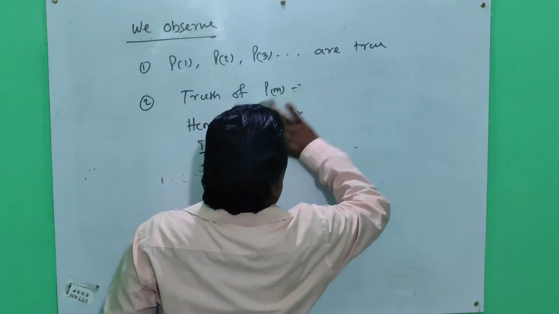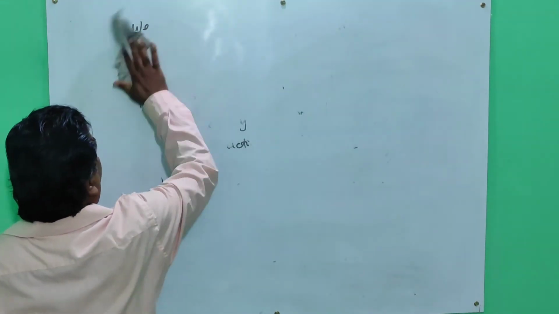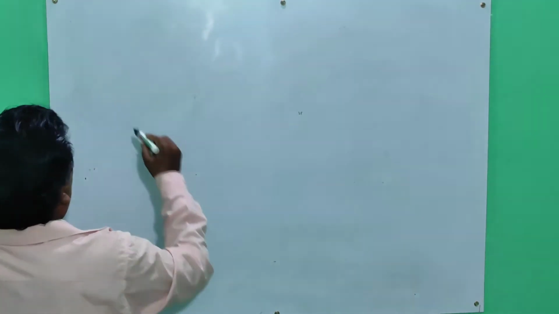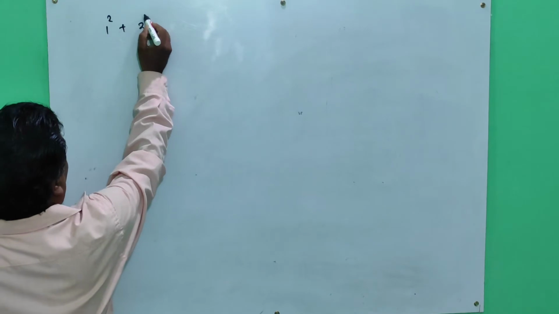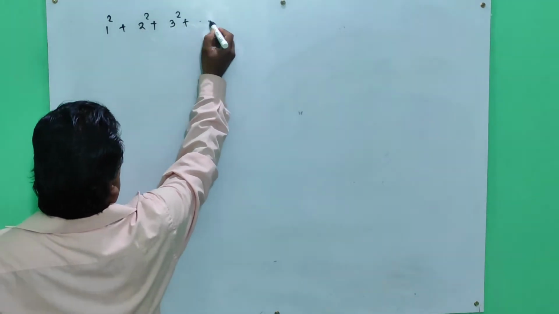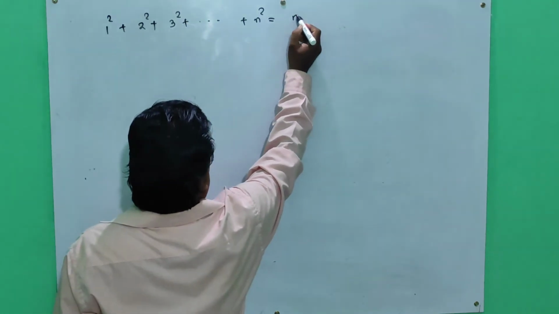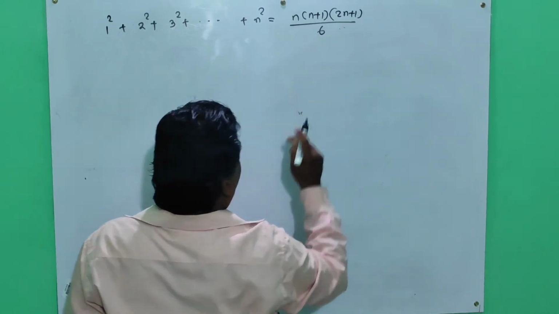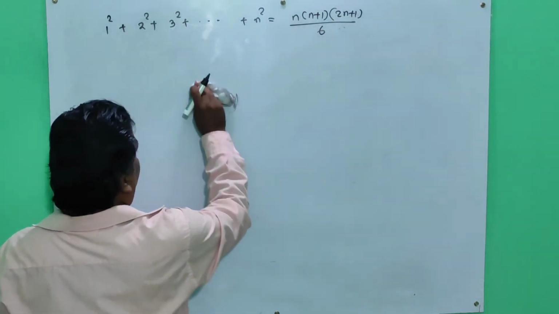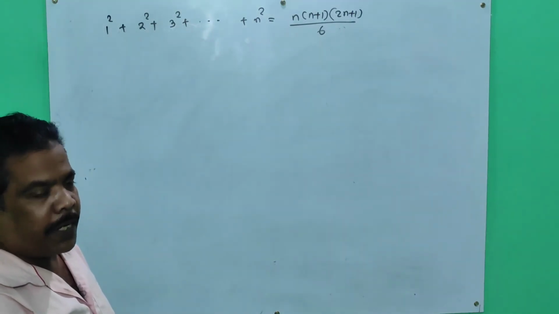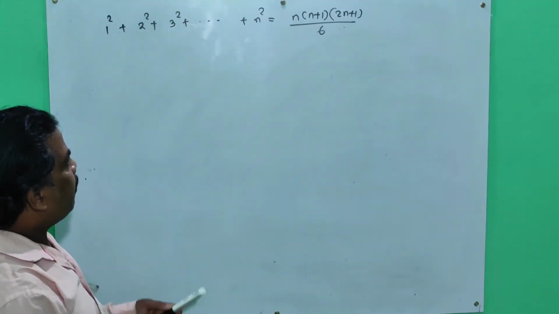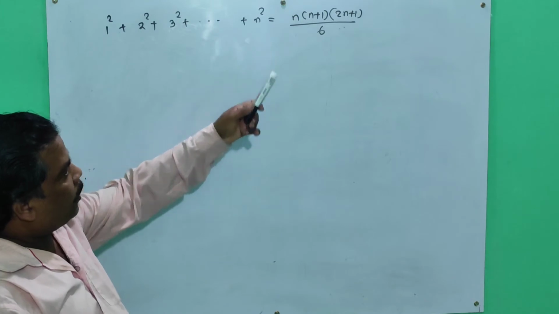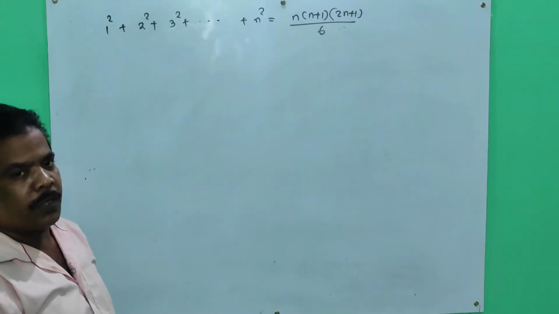Now, the question is: prove by the method of induction that 1 square plus 2 square plus 3 square plus up to n square is equal to n into (n plus 1) into (2n plus 1) by 6. Now we prove this question by the method of induction. It is given that 1 square plus 2 square plus 3 square plus up to n square is equal to n into (n plus 1) into (2n plus 1) by 6.